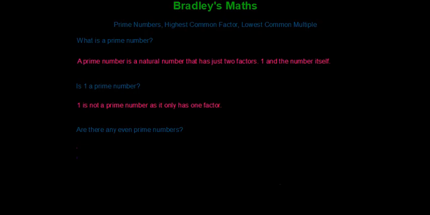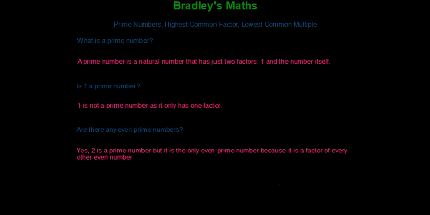Are there any even prime numbers? Well, let me tell you that yes, there are, but there aren't many of them. There is one prime number that is even. That one is the number 2. And it's the only even prime number because 2 is a factor of every other even number. 2 has two factors. One of them is 1 and the other is 2, which is the number itself. So 2 is the only even prime number.